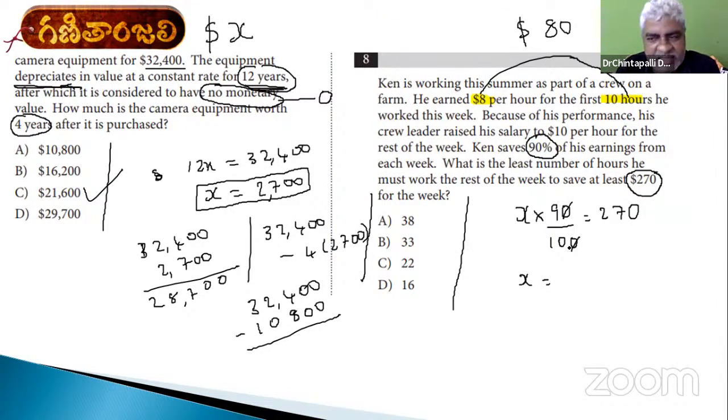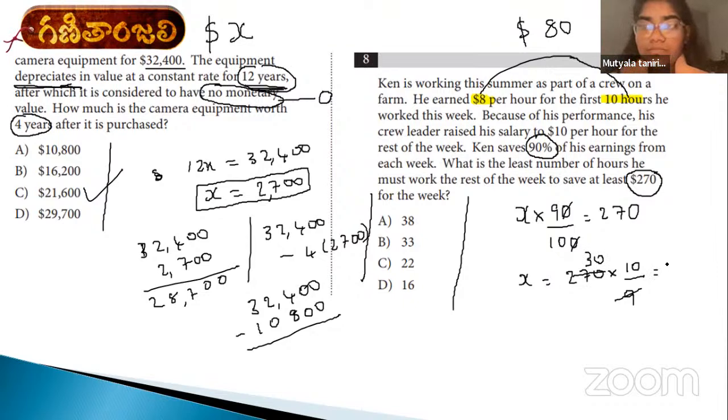The 0 cancels. 10 by 9 times 270, equals 300. He needs to earn $300 in the week so that he can save 90%, which is equal to $270. To save $270, he needs to earn $300.